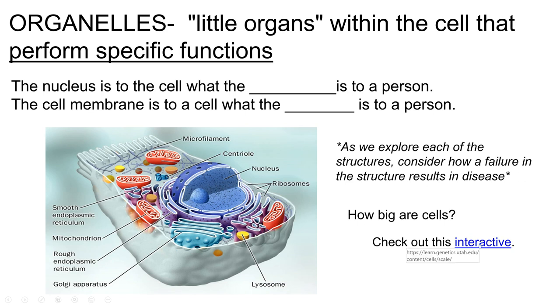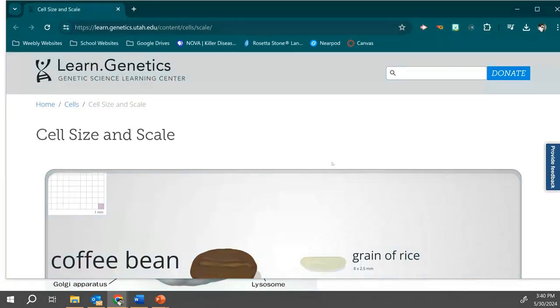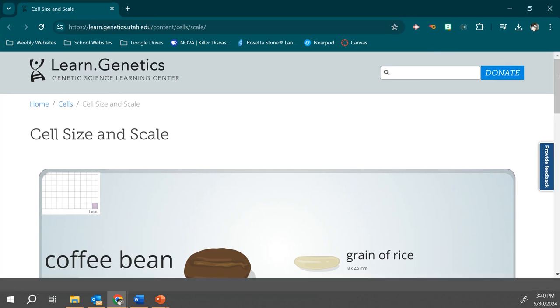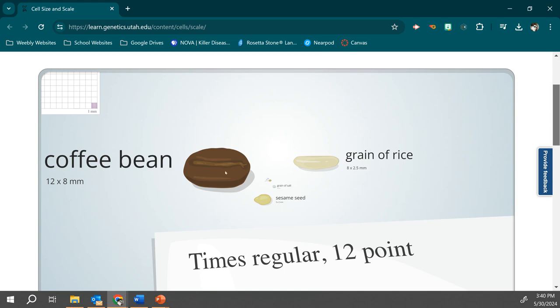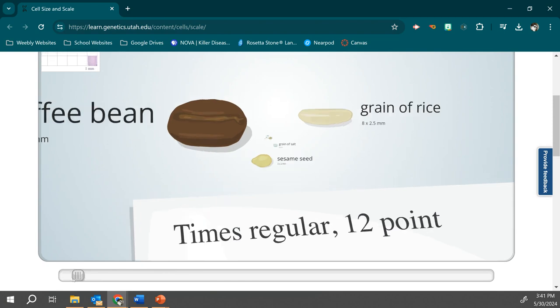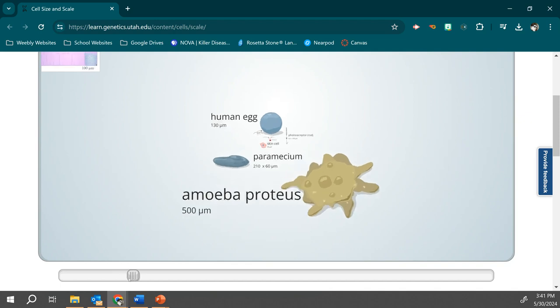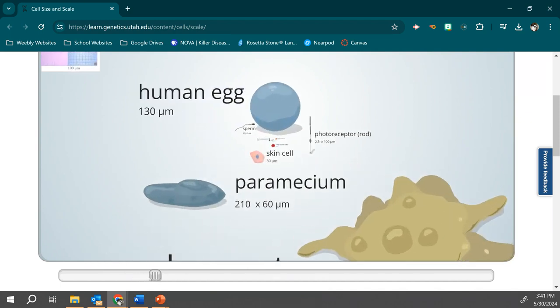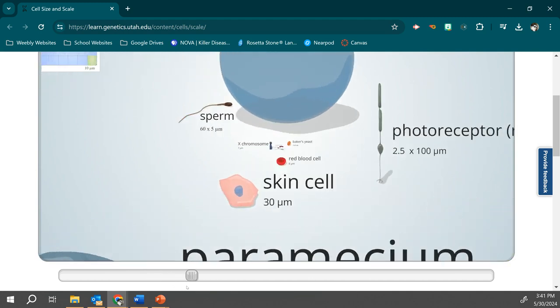How big are cells? There's an interactive, well, let's just click on it. Cell size and scale. So I remember this one. If you look at this, here is, times regular 12 point. Here is coffee, grain of rice. And then you can scroll and you get smaller and smaller. Grain of salt. There is an amoeba. There's a paramecium. There's that human egg. And then finally we get to the cell sizes.